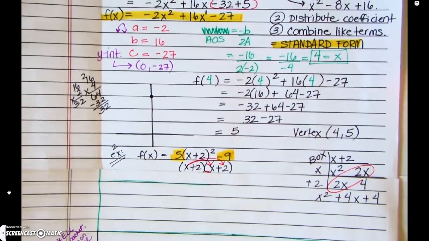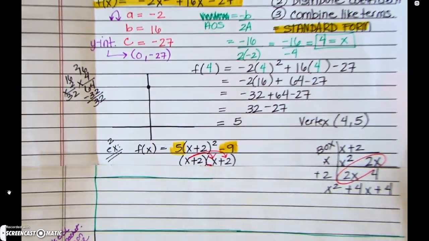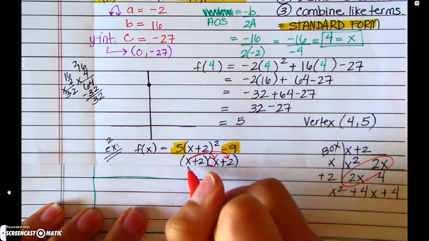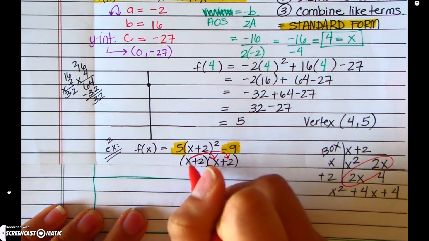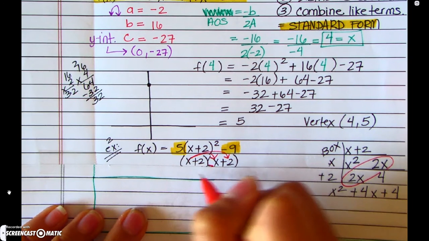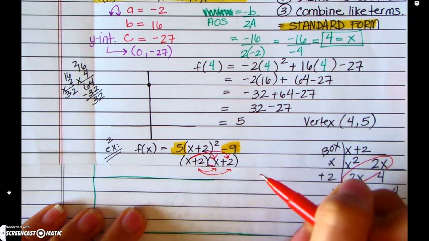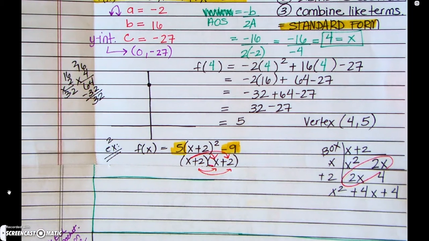If you go down to the bottom, this is about where I left off on yesterday's video. I was about to FOIL and then it cut me off. Okay, so we're going to pick up right there. The first thing I was saying was that you needed to multiply x times x, x times 2, 2 times x, and then 2 times 2. So we're going to do that really quickly.